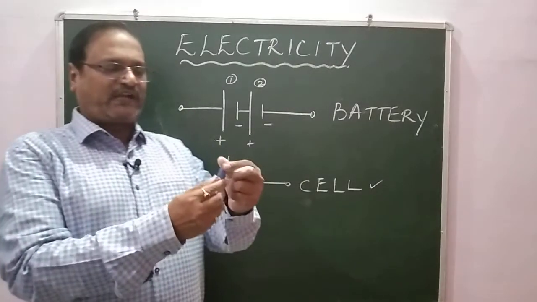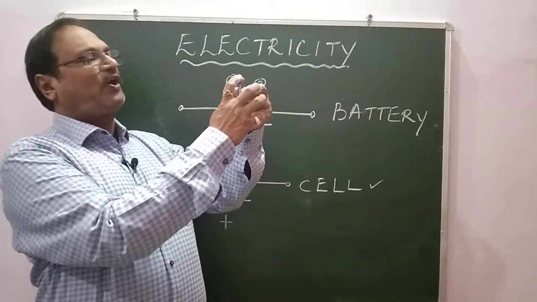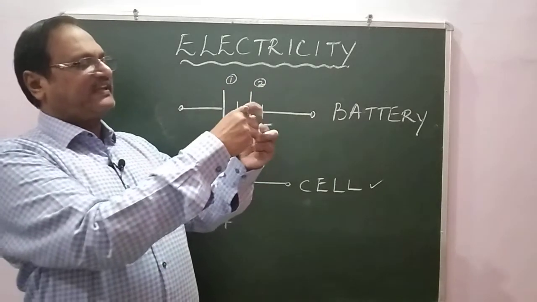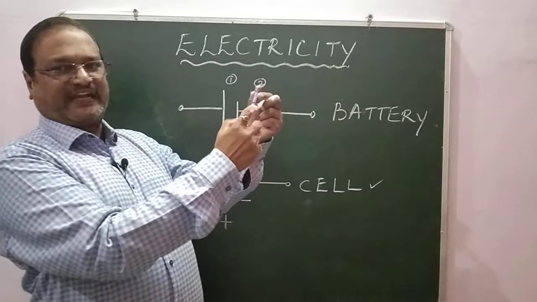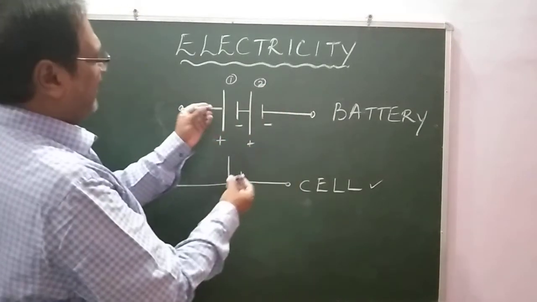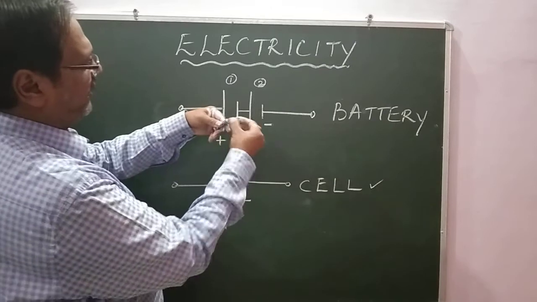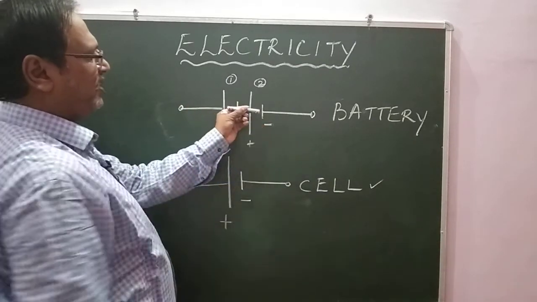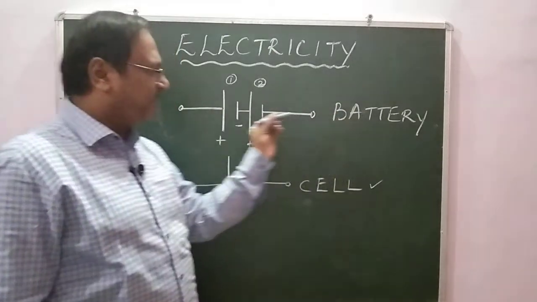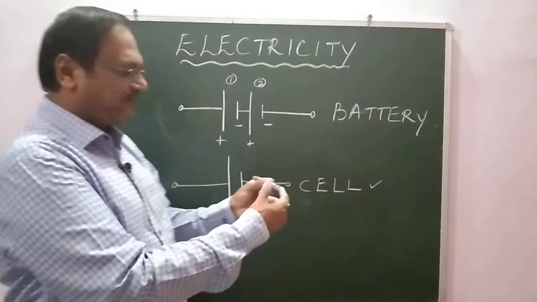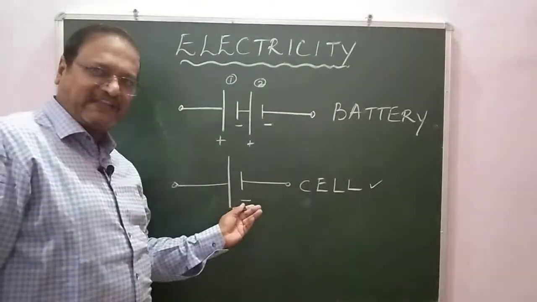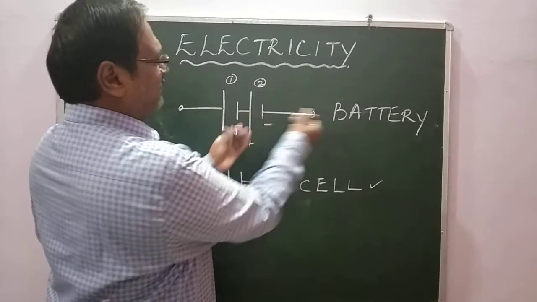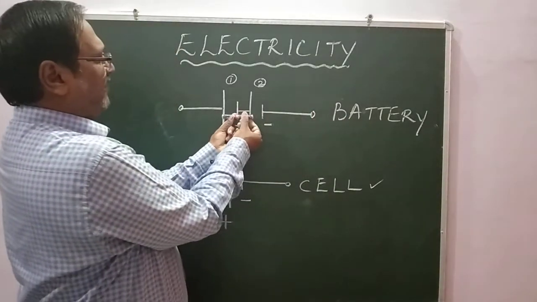Look here, I have a cell with a positive terminal and a negative terminal. Take another cell, positive terminal, negative terminal. I keep it like this, positive, negative, and then this becomes a battery. If it is alone, it is a cell, only a single one. Whereas when I have two or more, then it is called a battery.